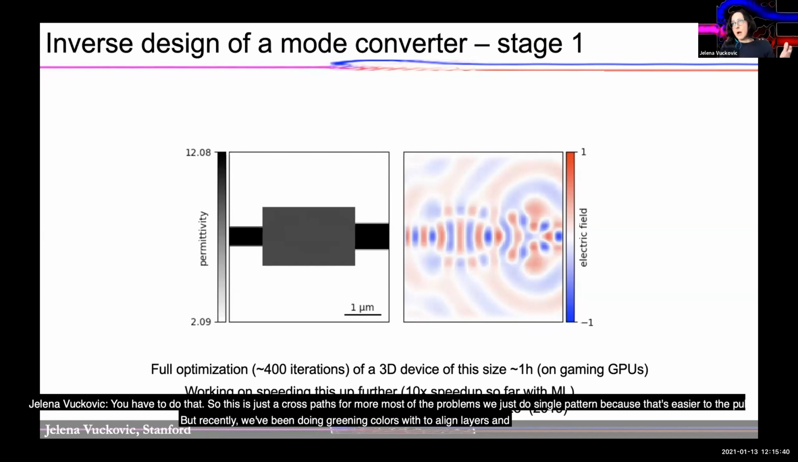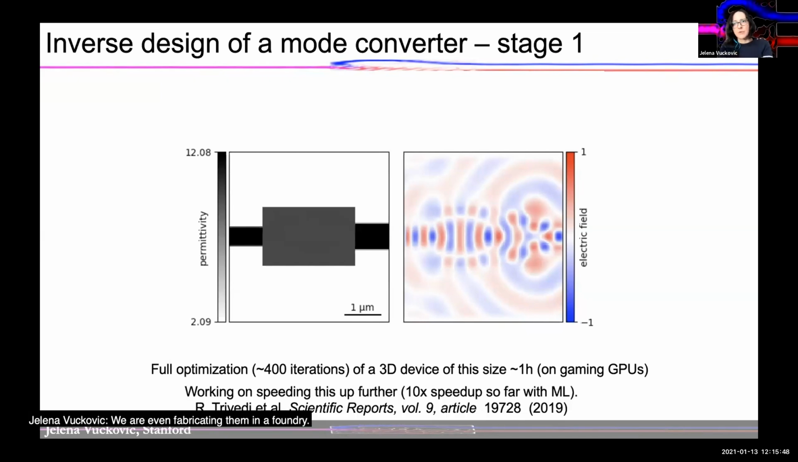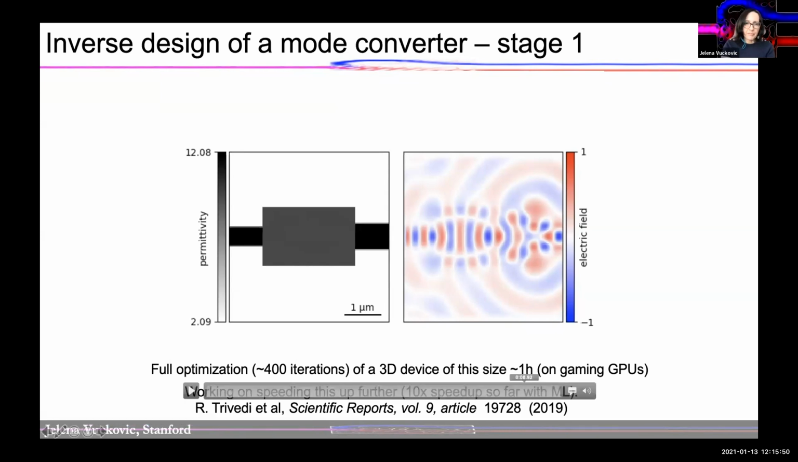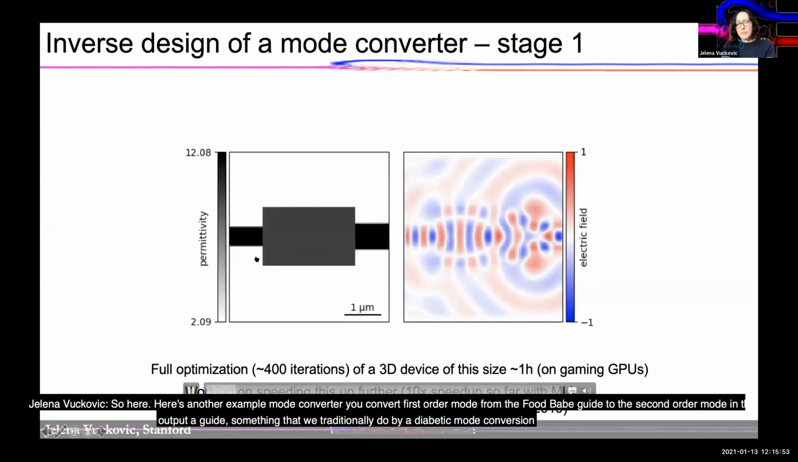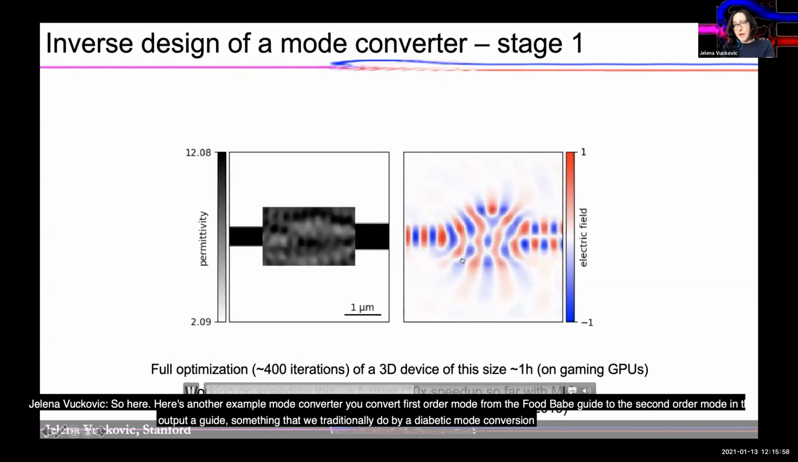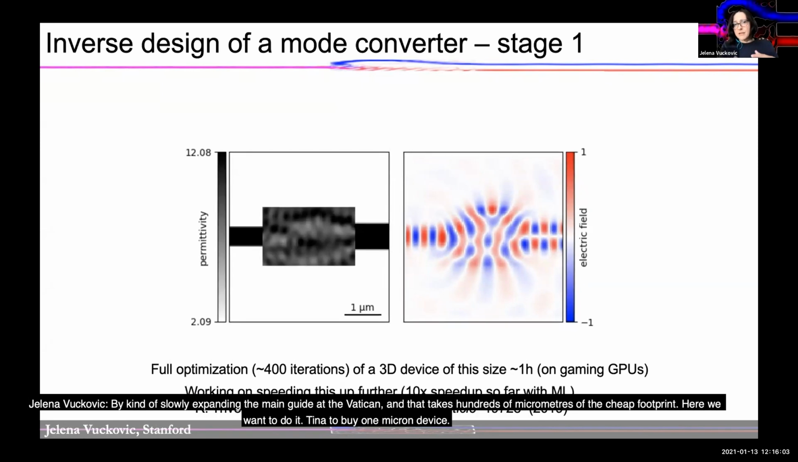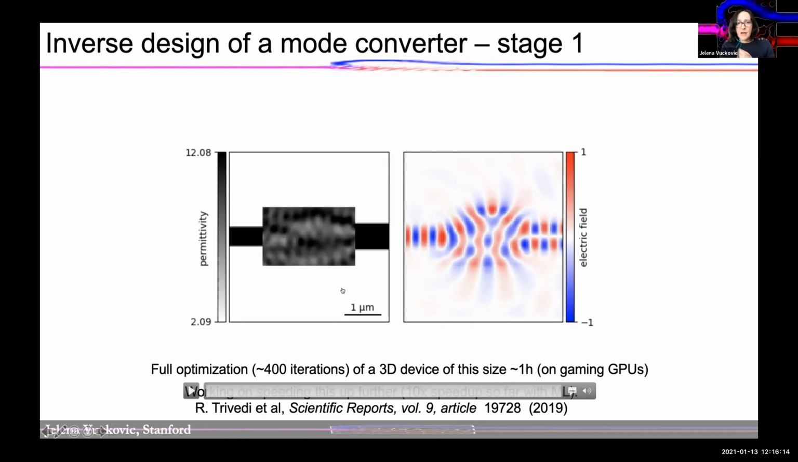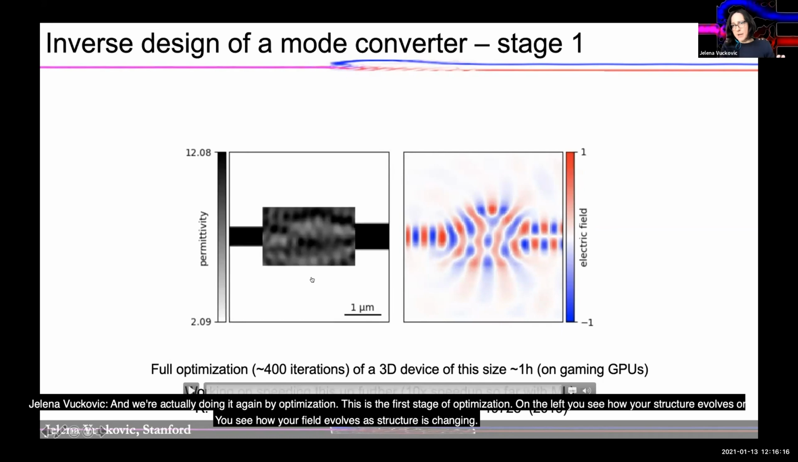For most of the problems, we just do a single pattern because that's easiest to fabricate. But recently we've been doing grating couplers with 2 aligned layers, and we are even fabricating them in a foundry. So here is another example, a mode converter. You convert the first order mode from the input waveguide to the second order mode in the output waveguide, something that we traditionally do by adiabatic mode conversion, by slowly expanding the waveguide adiabatically, and that takes hundreds of micrometers of the chip footprint. Here, we want to do it in a 2x1 micron device, and we're actually doing it again by optimization.